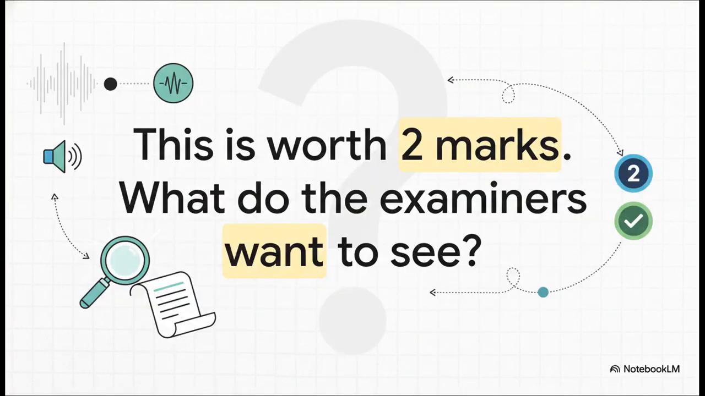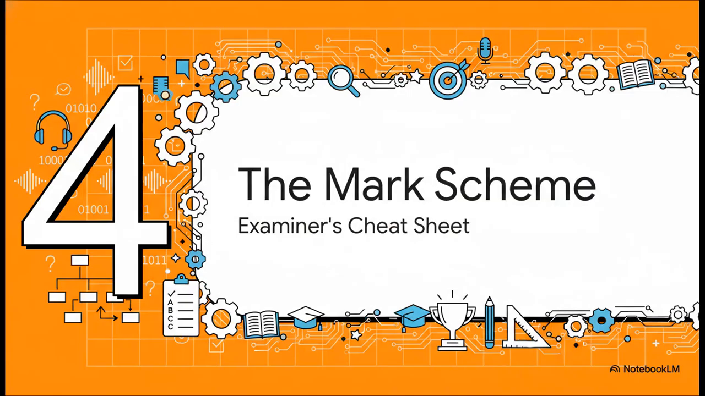So, pro tip. Anytime you see a question is worth 2 marks, a little alarm should go off in your head. It's basically screaming, I need 2 separate good points. The whole game is figuring out what those 2 points are. And how do we do that? Well, we take a peek at the examiner's secret weapon. And here it is, the mark scheme.